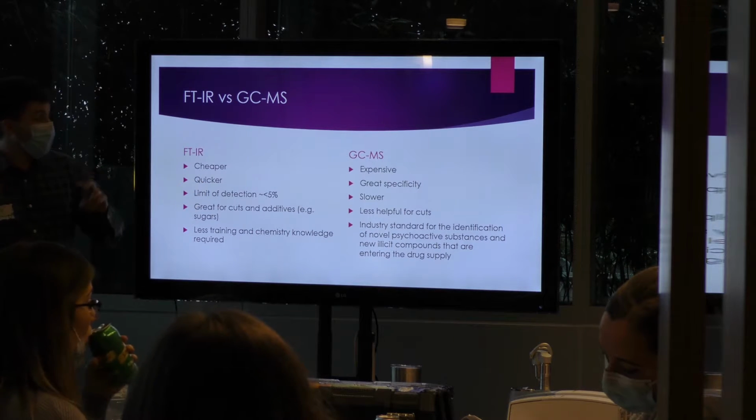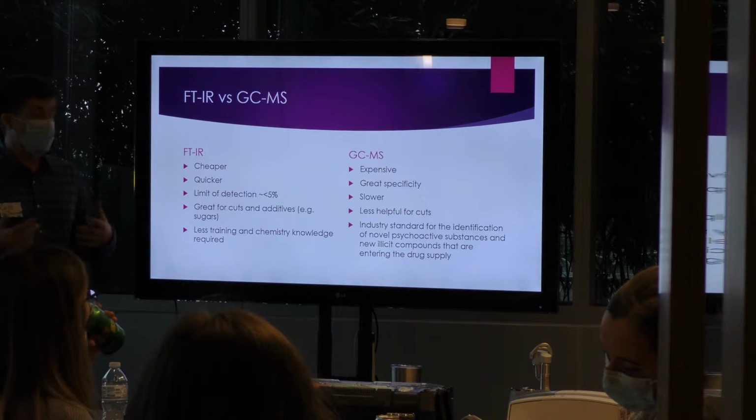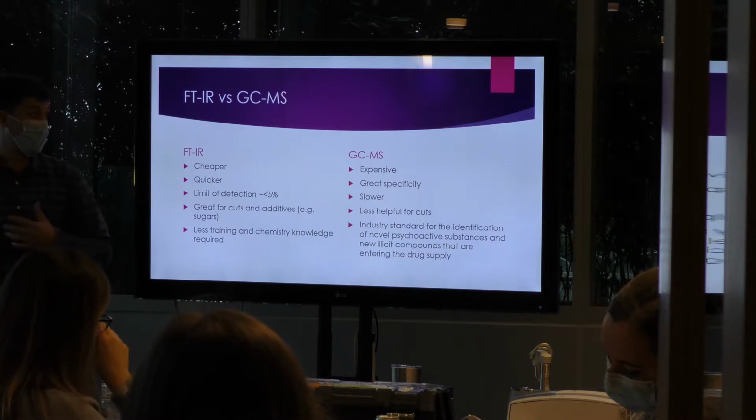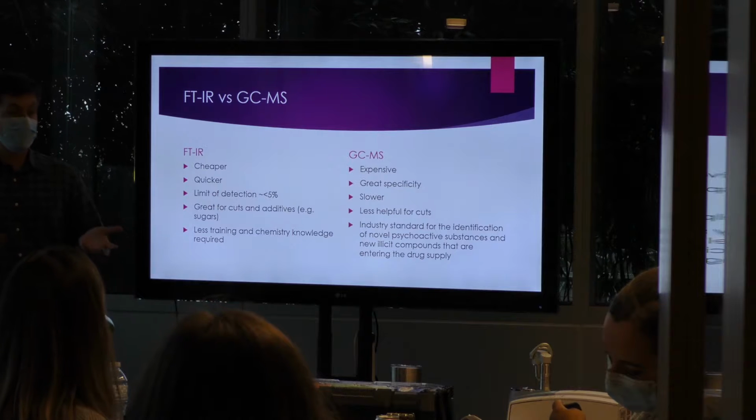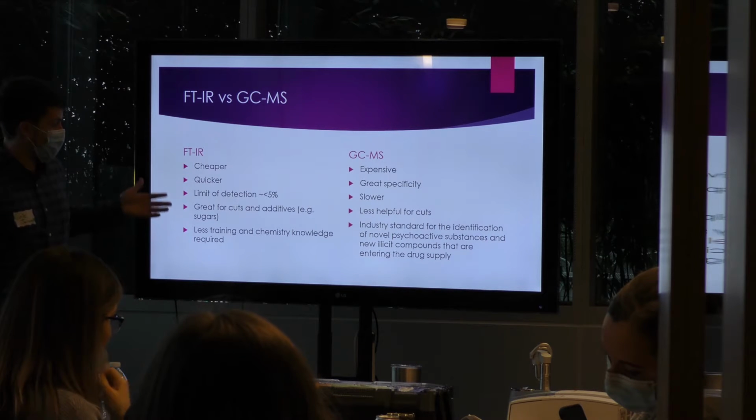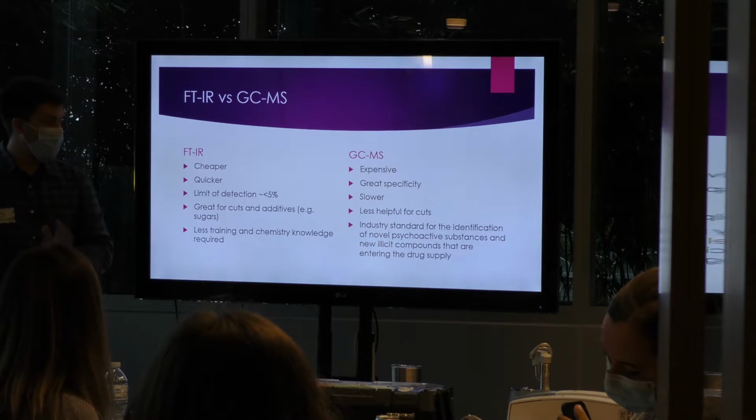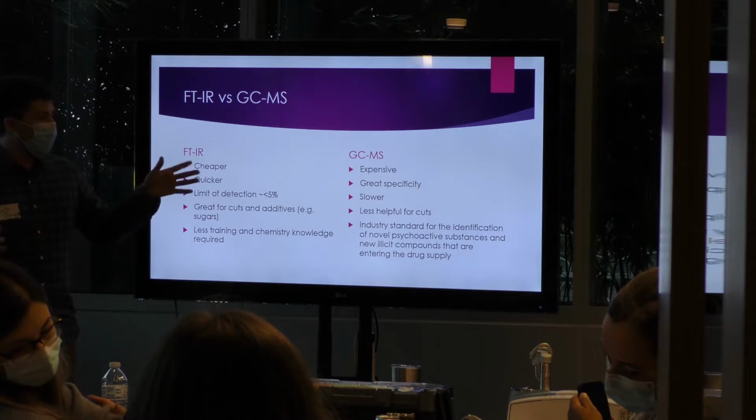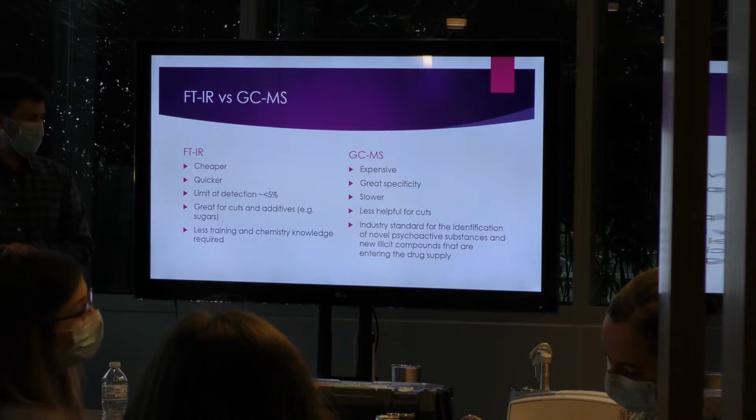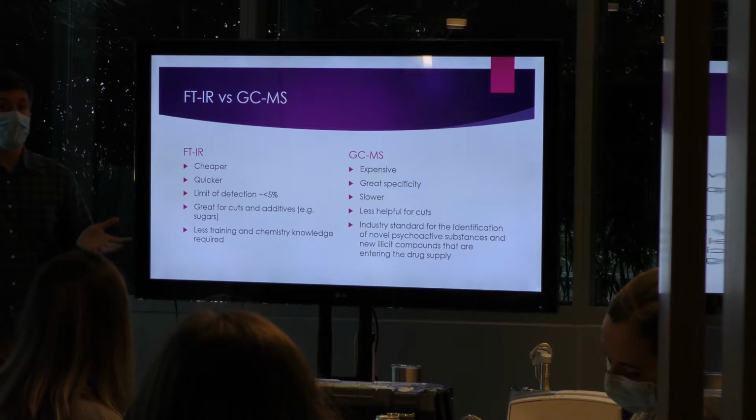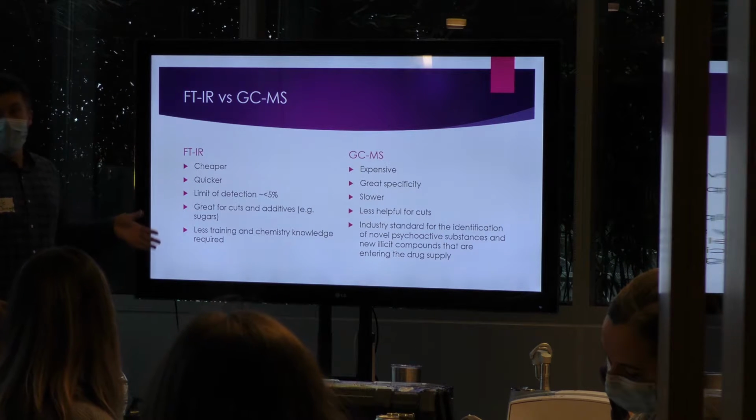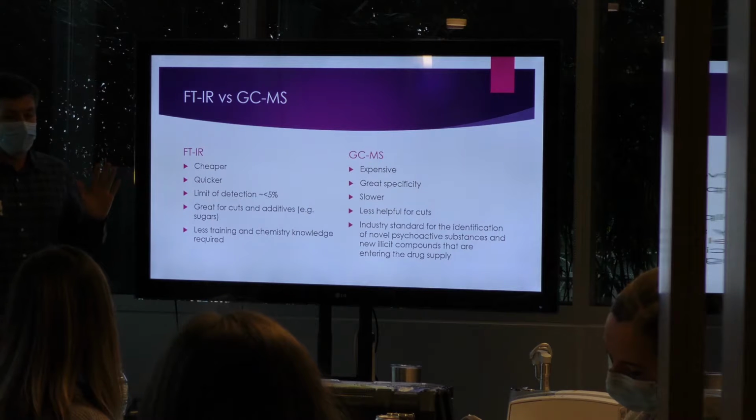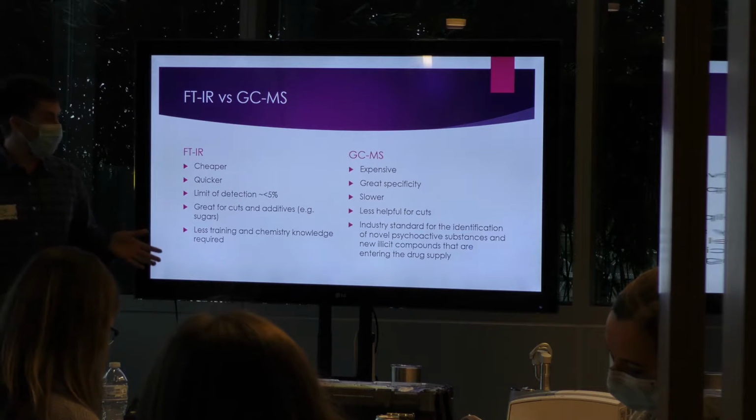GCMS is slower and less helpful for cuts. It can tell that there's a sugar in there, but it typically can't break it down any further because all sugars have a very similar compound. So it's sugar, but not much beyond that, which is why FTIR is pretty nice for differentiating between different types of sugars. And lastly, if you have any weird stuff, for example, we had some synthetic cannabinoids floating around, ADB-BUTINACA, no FTIR library has that.